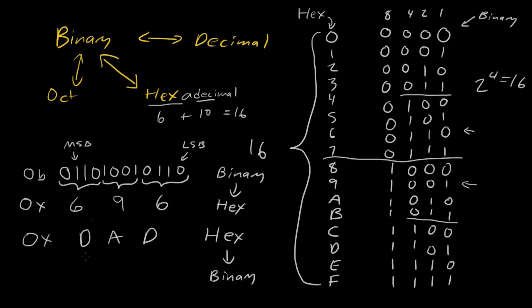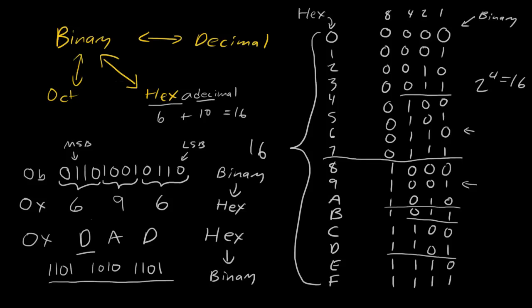What we do is just this. We go to the table over here and figure out what binary corresponds with each digit. If I have this D here, that's going to be this number here, so that's 1101. And for A, it's going to be 1010. And finally D, we already did that, so it's just 1101. So there you have it, that's the binary. Going between binary and hex is pretty straightforward.